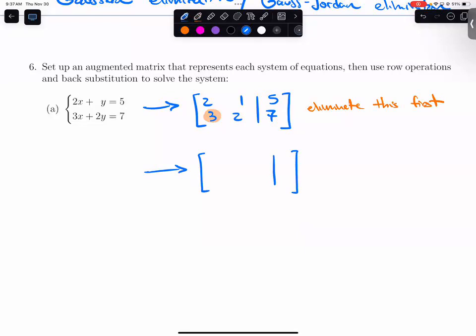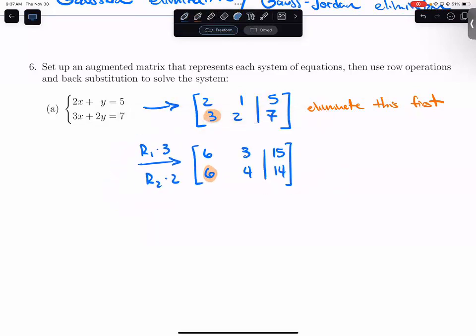2 and 3, I would need to take them up to 6. So multiply the top row by 3 and the bottom row by 2. So 6, 3, 15. 6, 4, 14. You don't want to get rid of that guy. So we scaled everybody to make a match.